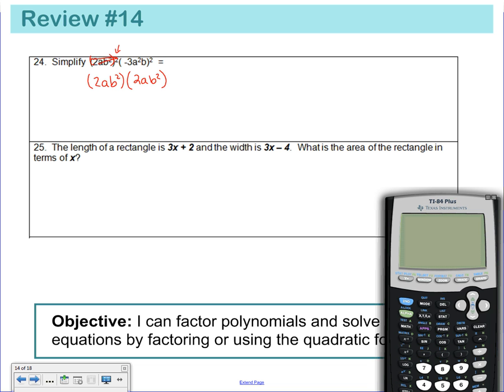The second one, I have a 2 outside the parentheses, so I need to stamp it out 2 times. Negative 3a squared b, that's 1 time. Negative 3a squared b, that's 2 times. Now this problem is just like the previous one. Let's start with the numbers. 2 times 2 times a negative 3 times a negative 3.